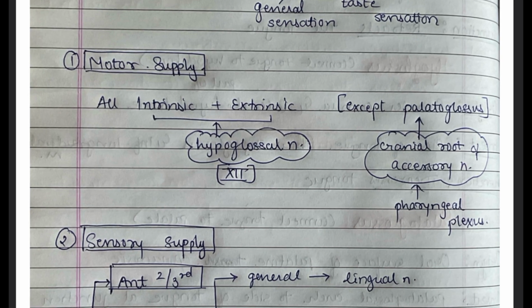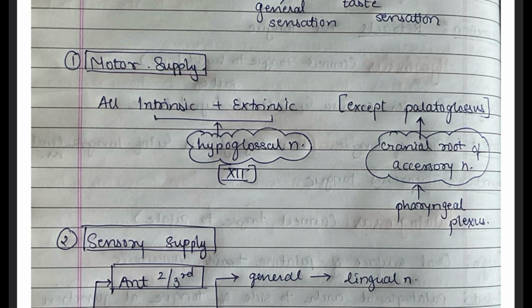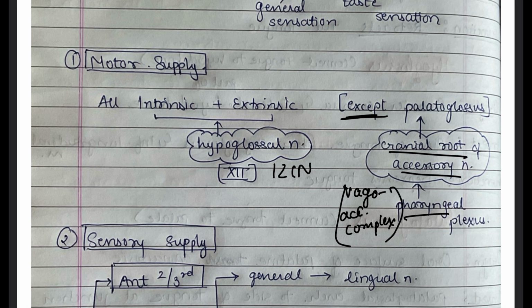Okay, so first we'll study the motor supply. All the intrinsic and extrinsic muscles are supplied by hypoglossal nerve, that is the 12th cranial nerve, except the palatoglossus muscle, which is supplied by the cranial root of accessory nerve, that is the vago-accessory complex, from the pharyngeal plexus.